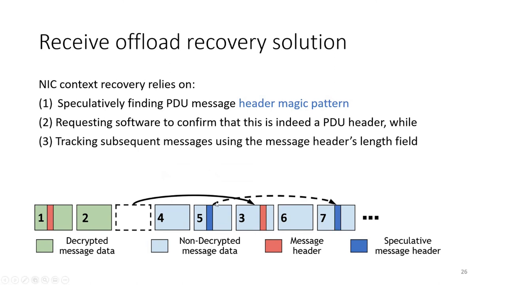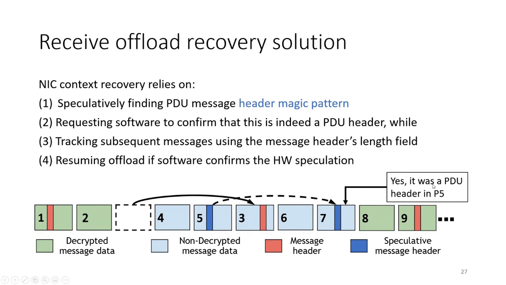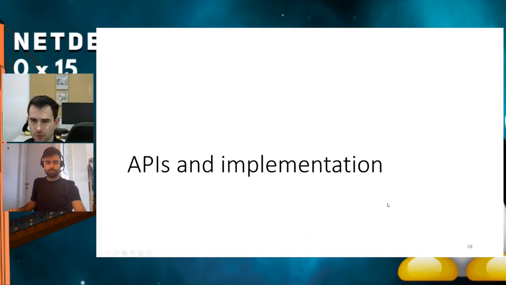Meanwhile, hardware continues to track the next expected PDU header according to the length field in the PDU header. Eventually, software will respond that yes, it was a PDU header, and from that moment onward, we can resume offloading based on the tracking and speculation that's now confirmed. This is how we recover from offload and reorder. Now I'm going to hand off the mic to Yoray, who will present the APIs and the implementation in Linux. Yoray, the stage is yours.